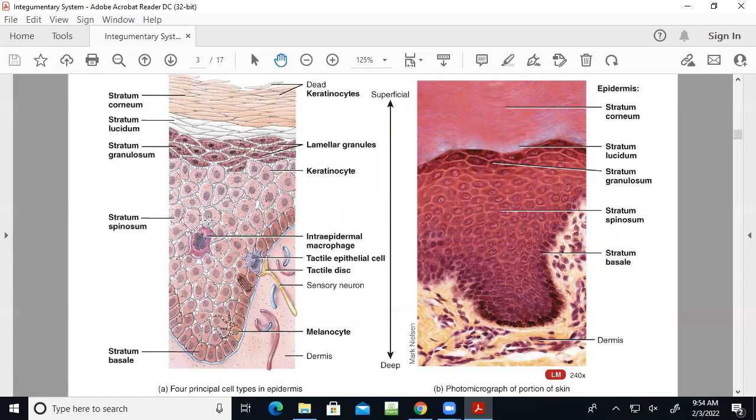As far as the two images, this is the one I want you to know on the left. It's just the 5 layers that are labeled on the left side of the picture. Don't worry about any of the cells or any of the other stuff that are labeled there on the right side of the image. It's just the 5 layers I want you to know.